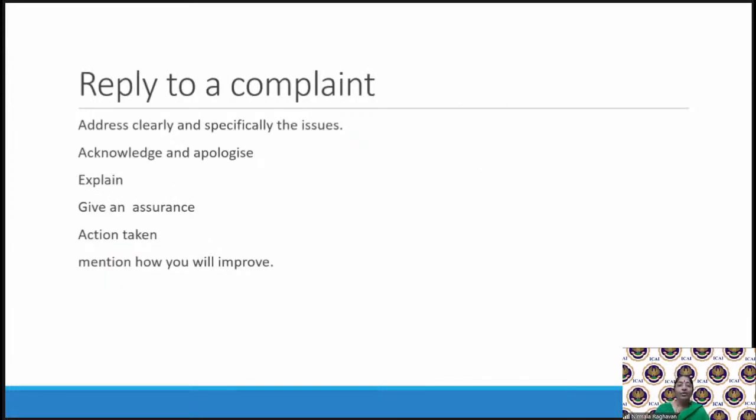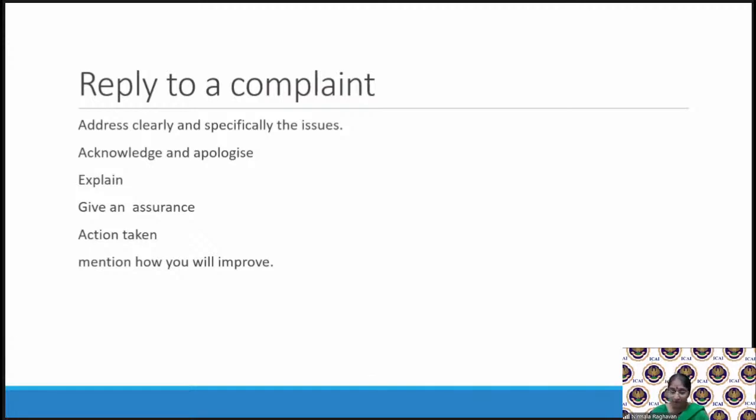Okay. Now reply to your complaint. How will you reply to a complaint letter? Address clearly and specifically the issue. You don't have to go around beating about it. State very clearly, this is what it is and this is what needs to be done. Then acknowledge and apologize. Say, I'm extremely sorry. I'm apologetic about it. Say that this won't happen again.